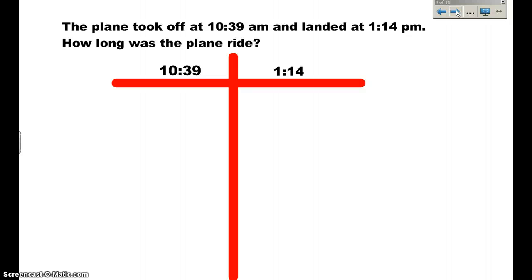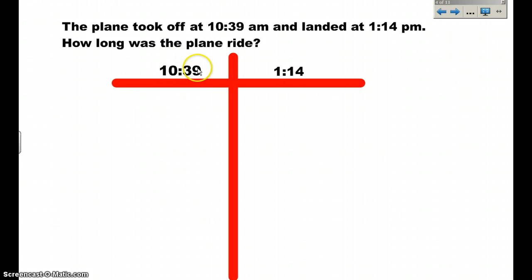Okay, we have the plane took off at 10:39 a.m. and landed at 1:14 p.m. How long was the plane ride? So the first thing I need to do is I need to draw my T-chart, and I need to write my beginning time and my ending time on my T-chart. And I'm going to start by counting hours.